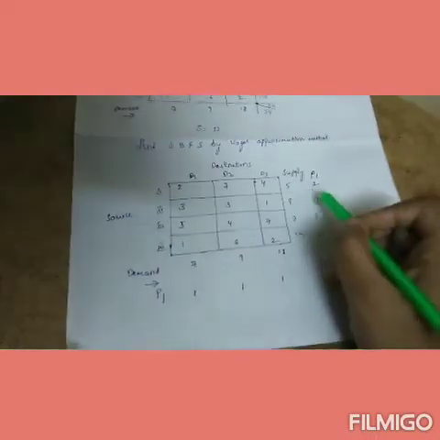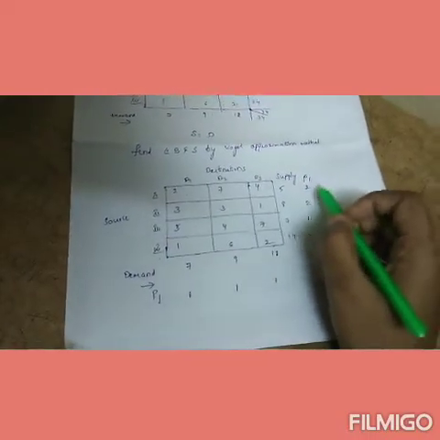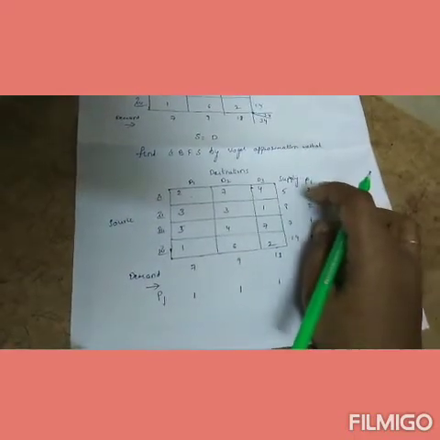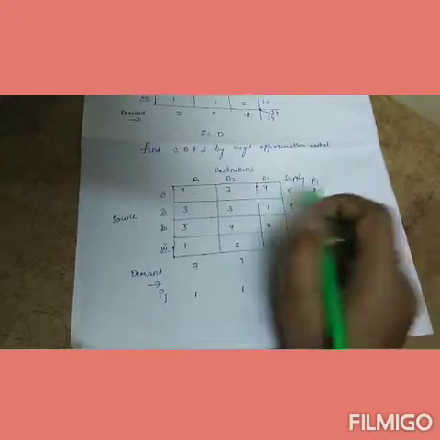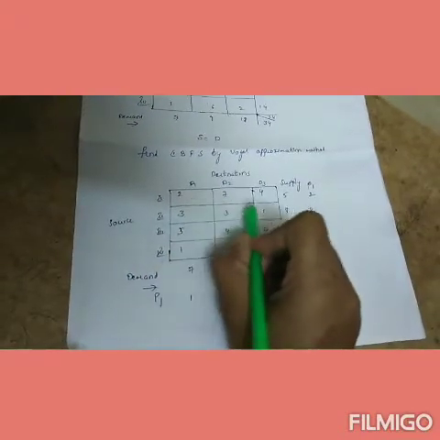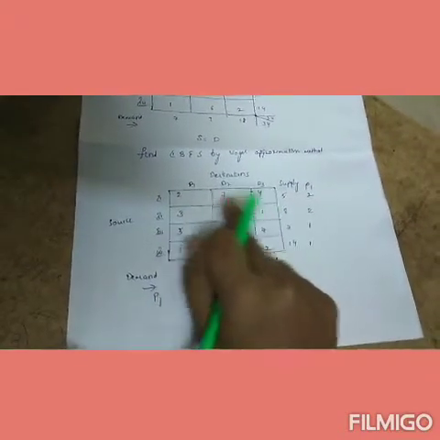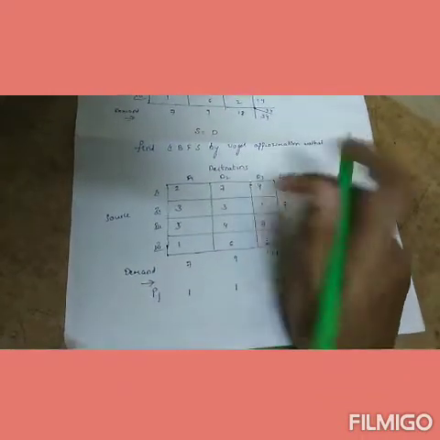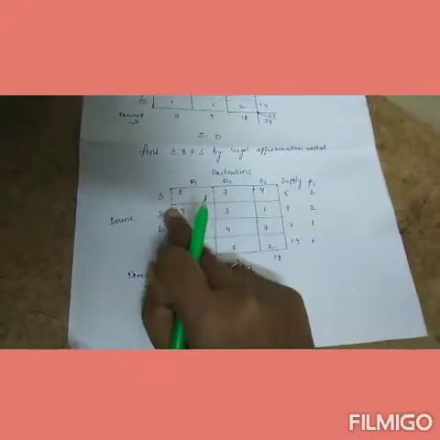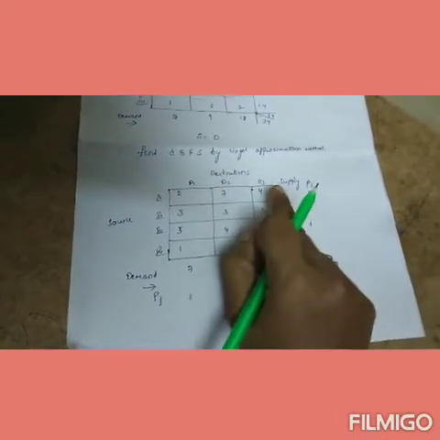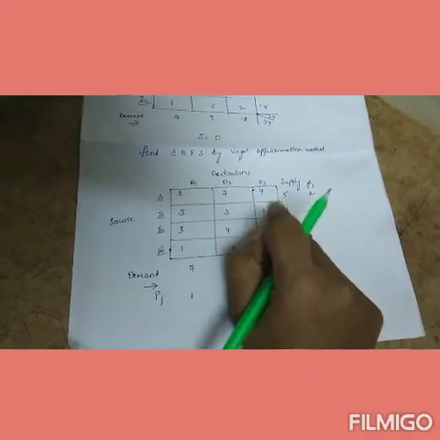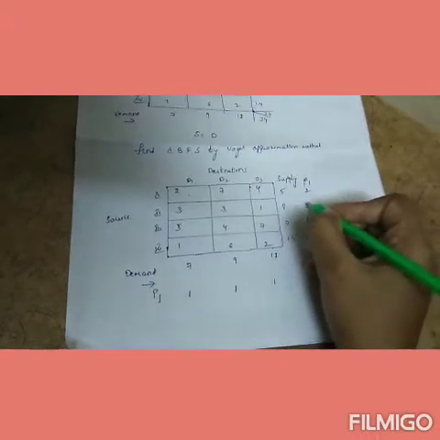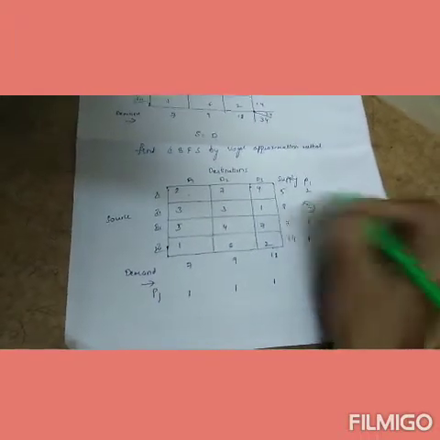Here the maximum value is 2, but we have two maximum values. How can we find which one? We add all the values of the destinations: 2 plus 7, 9, 9 plus 4, 13. So the total is 13. Here 6 plus 1, 7. So 13 and 7, which is minimum? 7 is minimum. So that value you can select here.